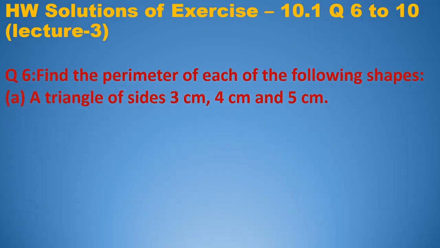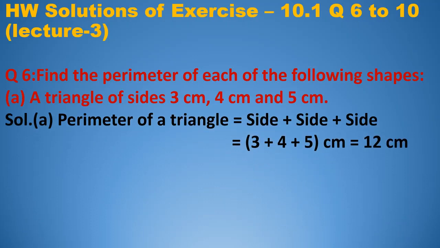Question number 6 is, find the perimeter of each of the following shapes. A, a triangle of sides 3 centimeter, 4 centimeter and 5 centimeter. Perimeter of a triangle is side plus side plus side. All the three sides are given, so we will just add them. 3 centimeter plus 4 centimeter plus 5 centimeter, which is equal to 12 centimeter.